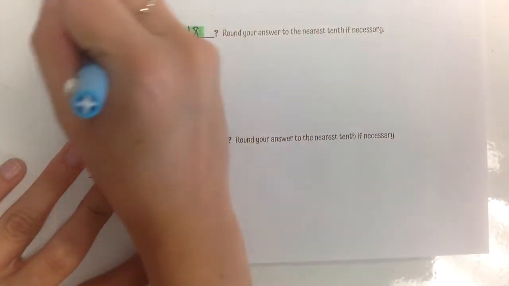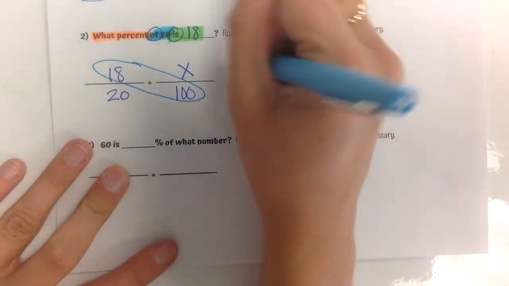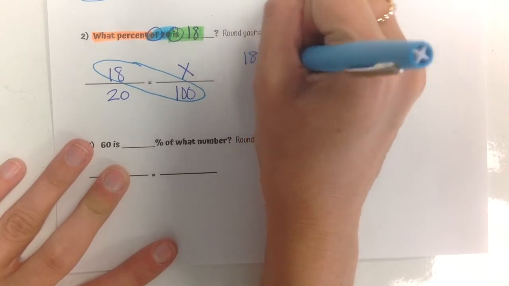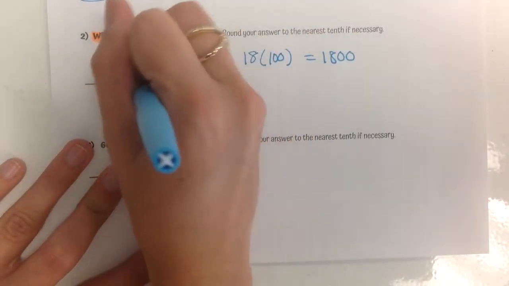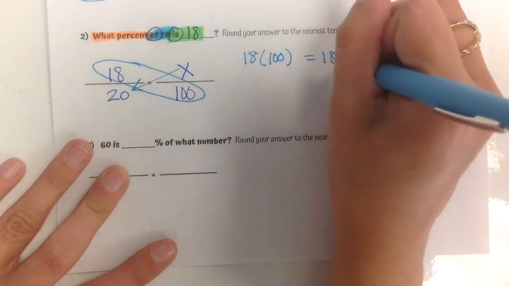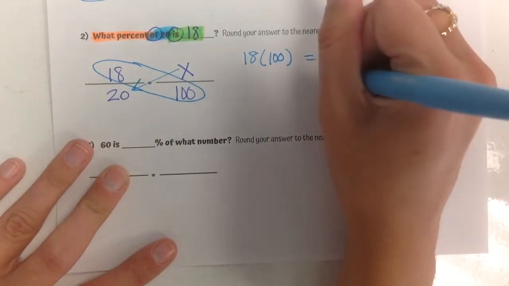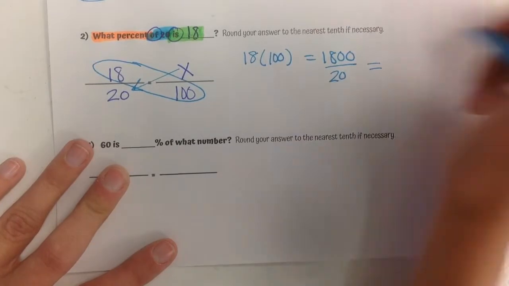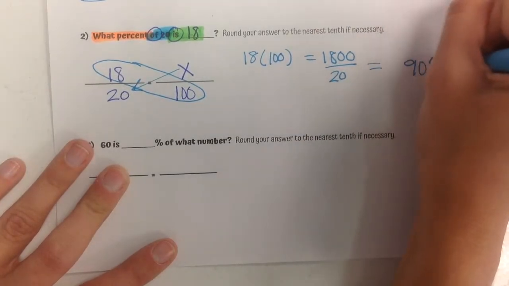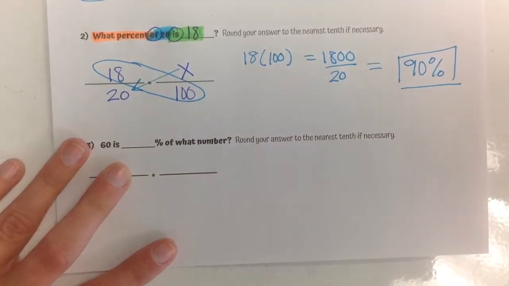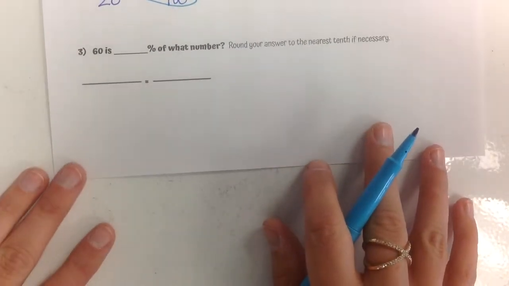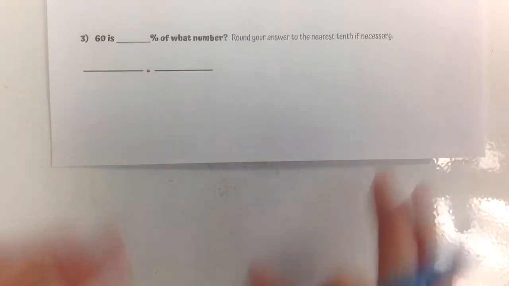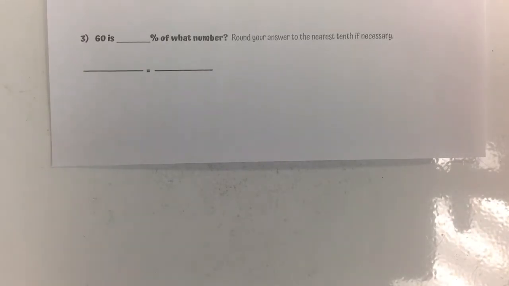So I'm going to multiply the two numbers that are opposite each other. 18 times 100 equals 1800. And divide by the number that's opposite the variable. Divide that by 20, I get 90, and we're talking about percent, so 90%. All right, next one that's just kind of the basics, then we'll do a couple word problems and then have you try some on your own.